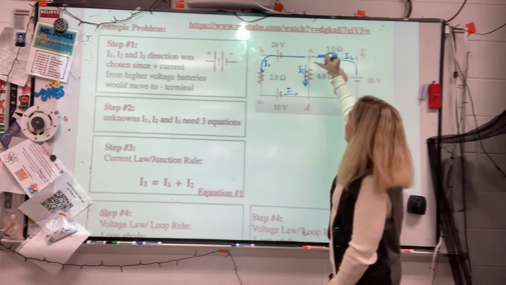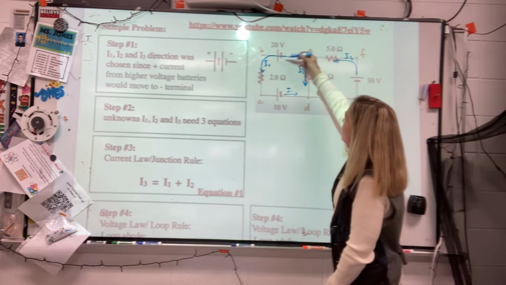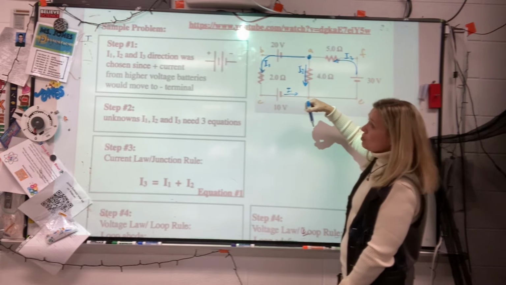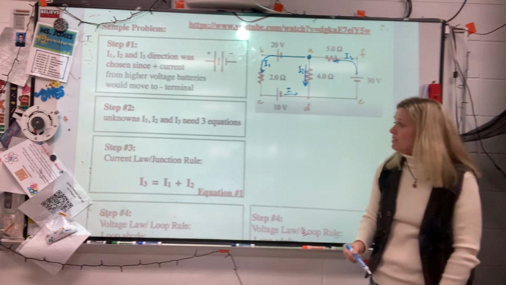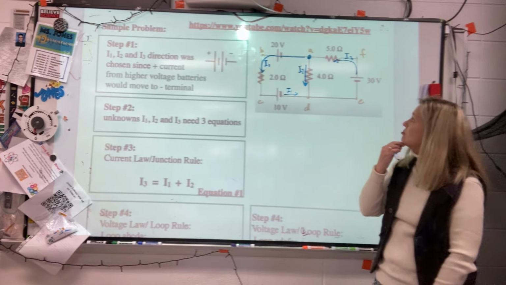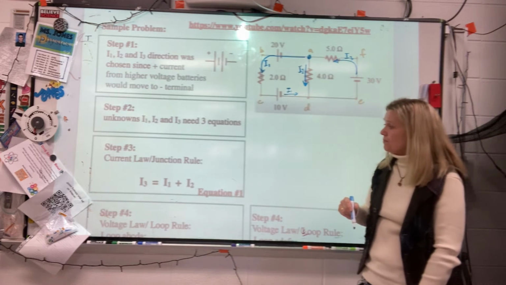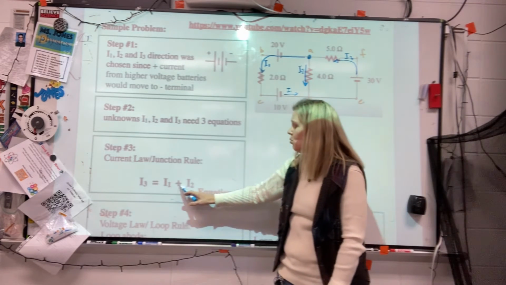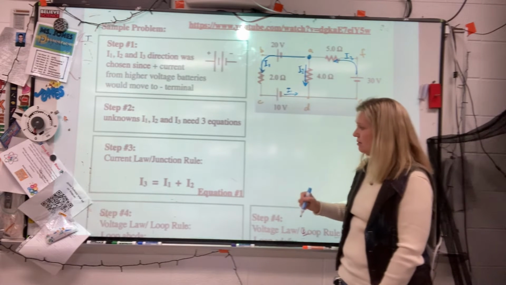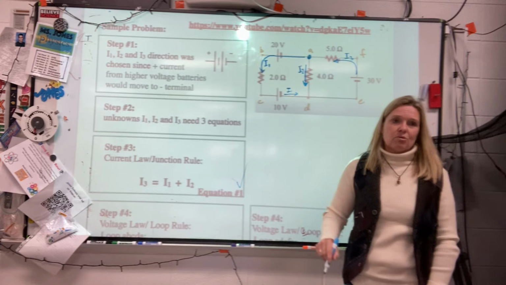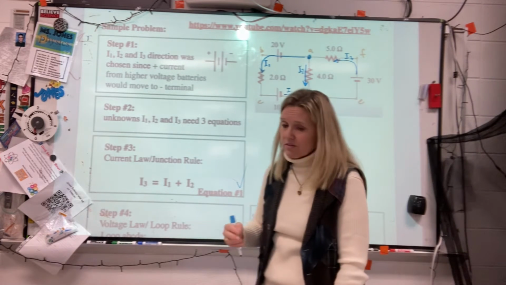Can you see that from this, I1 and I2 are out, and it must equal I3 in. There's only 1 in and 2 out. Don't they have to equal each other? I3 coming in has to be split into these 2. So I3 equals I1 plus I2. We okay? Check, 1 equation. We need 2 more equations or we can't solve this.